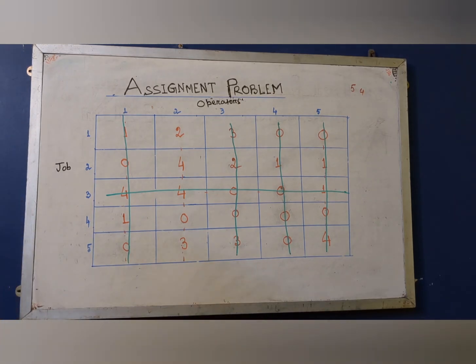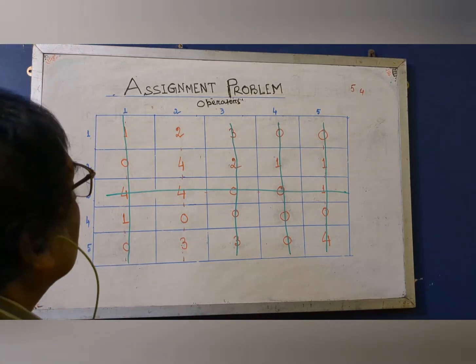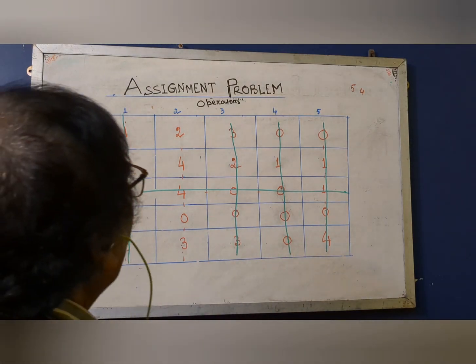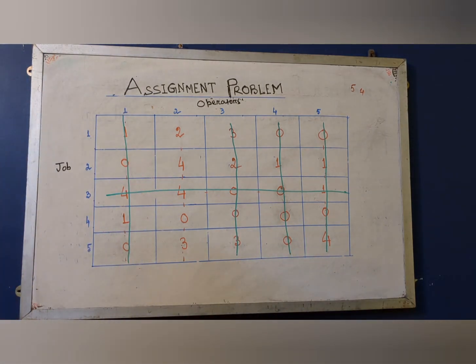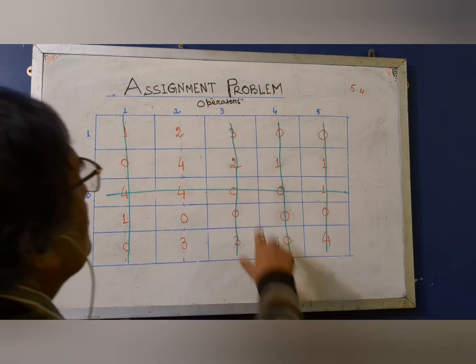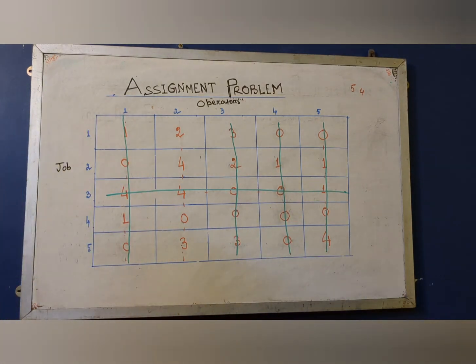You can check that. Less than this number of lines, it is not possible to cover all the zeros. You can check it from your side. Is it possible to draw fewer than these numbers of lines to cover all the zeros? I think it is not possible.